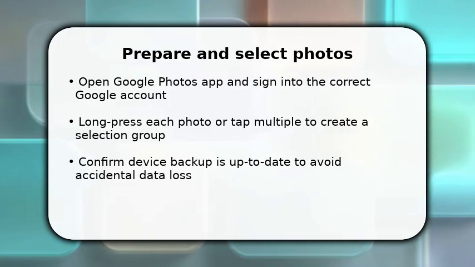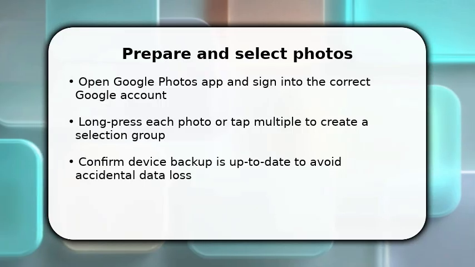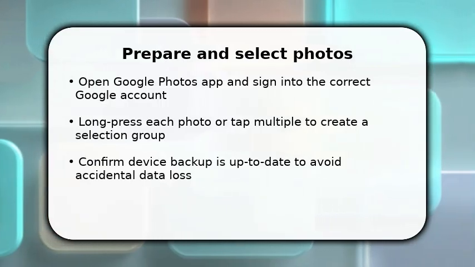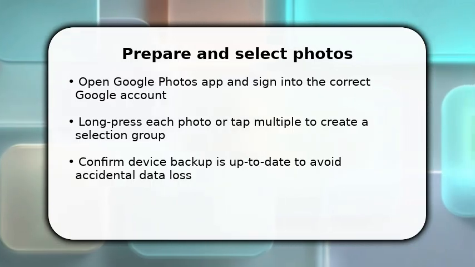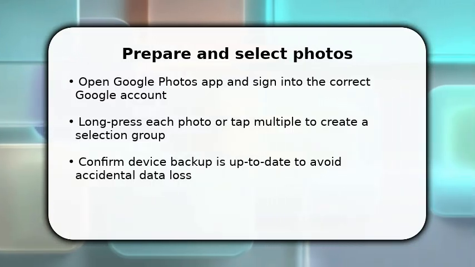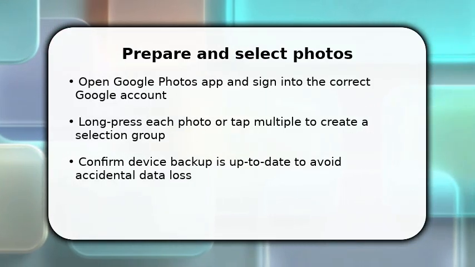Enjoy the video. You start by opening Google Photos and confirming you're in the correct account because the hidden folder is per account. Next, long press one photo to enter selection mode, then tap any additional images you want hidden. Once done, make sure your device backup is current so you can restore originals if needed.